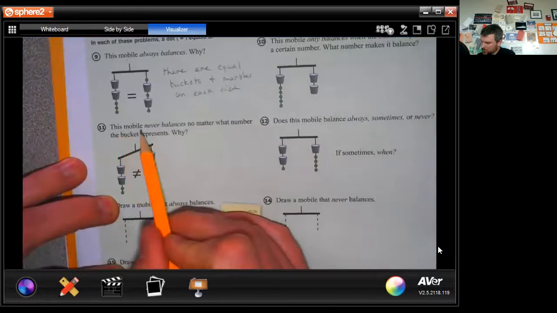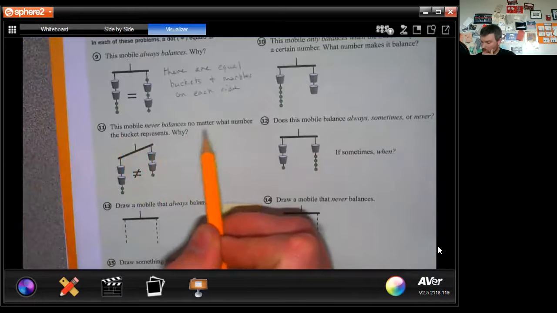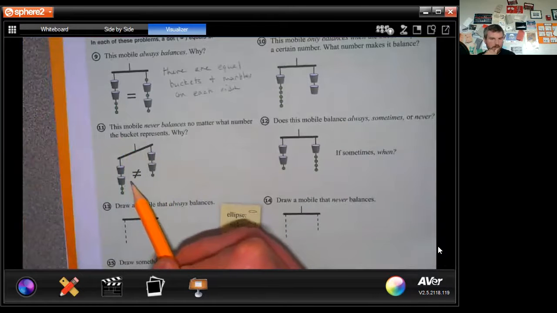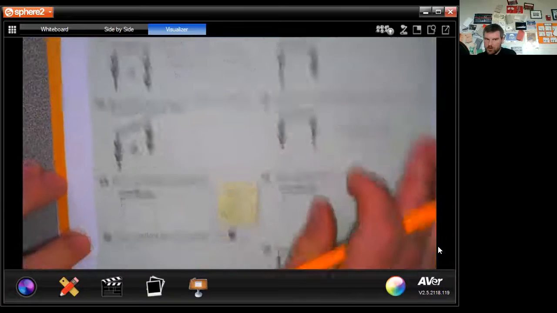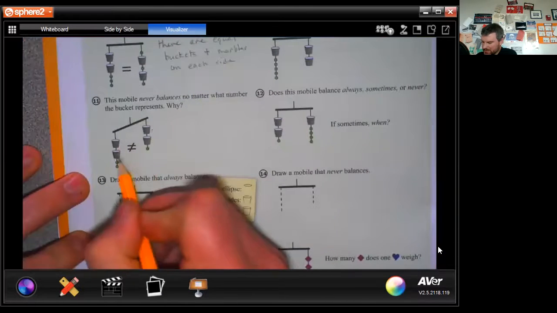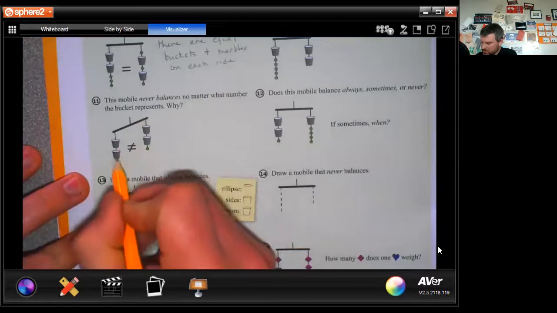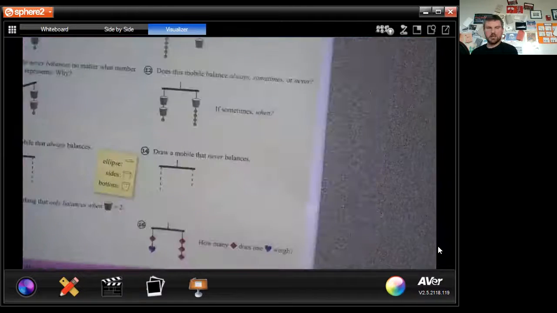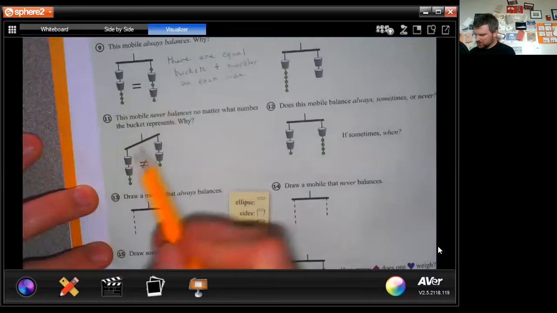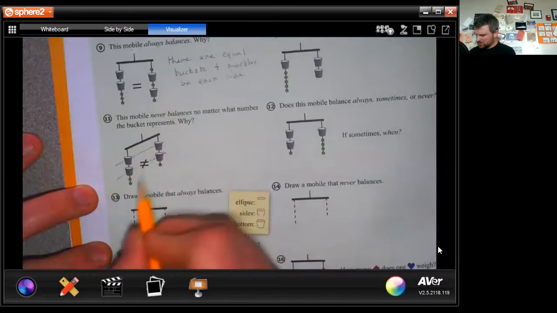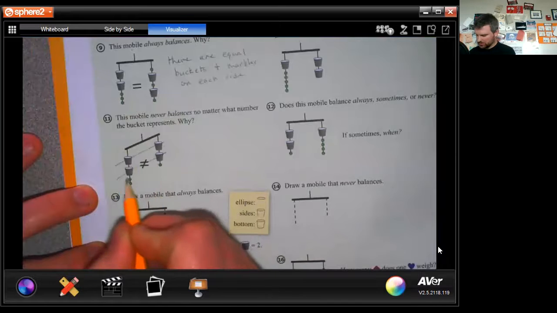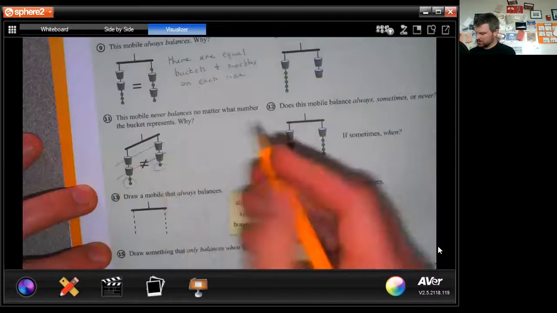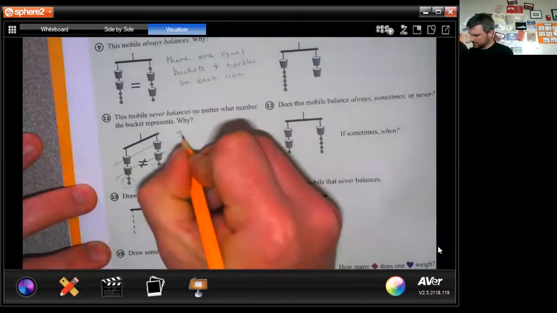Now, this mobile will never balance no matter what number is represented in the bucket. Why? Well, if you notice, we have equal buckets on each side, right? There's 2 buckets over here, 2 buckets over there. So if those represent all the same number, remember what I said on the other page, is that we could just cancel them out. So if you cancel here and cancel here, what do you have? Well, you got 2 marbles on this side and 1 marble on this side. The buckets don't matter, okay?